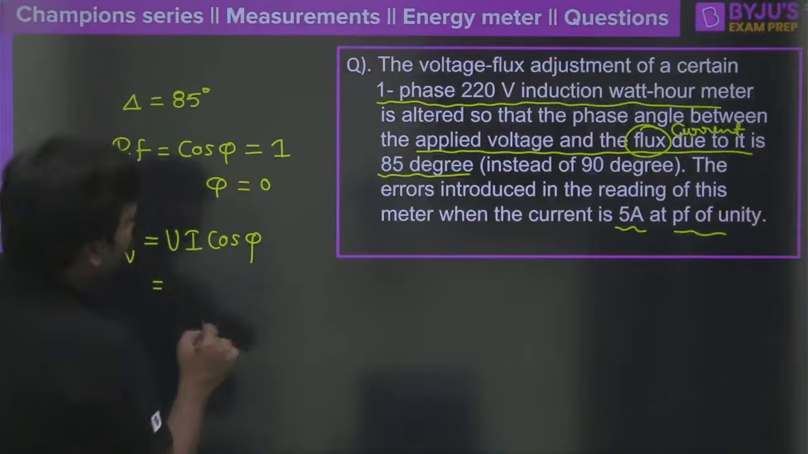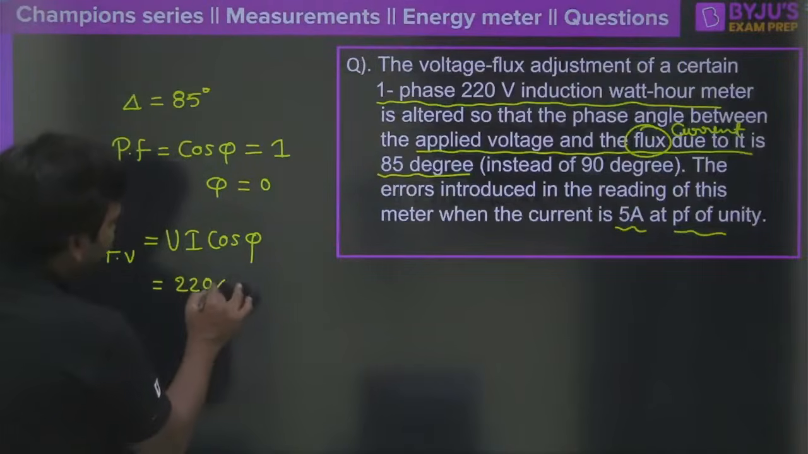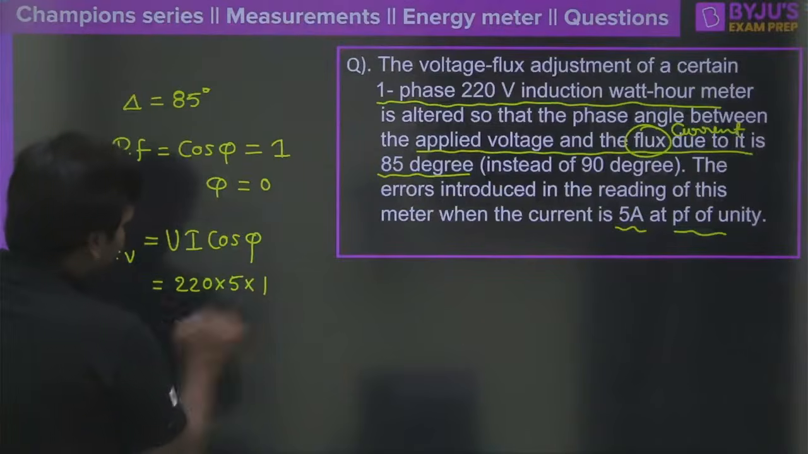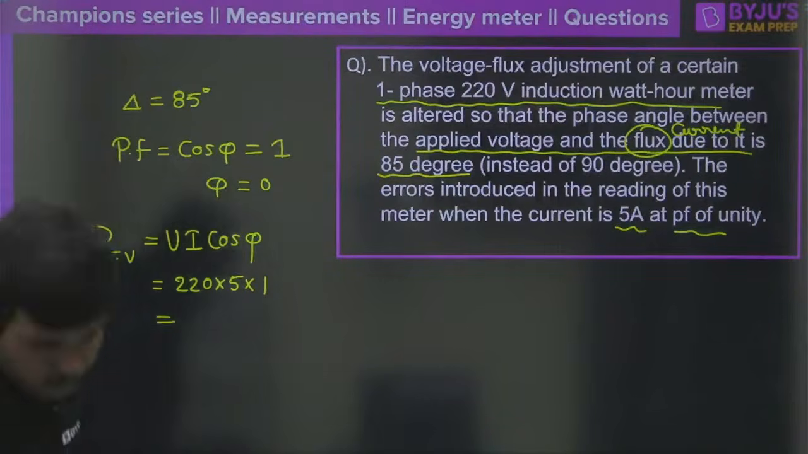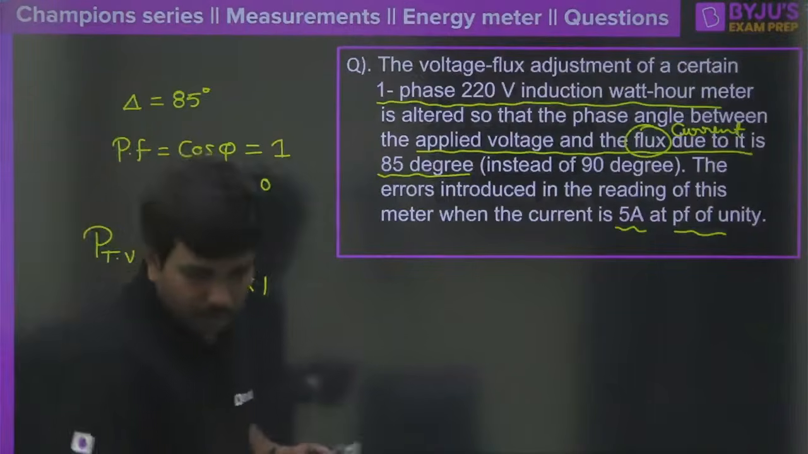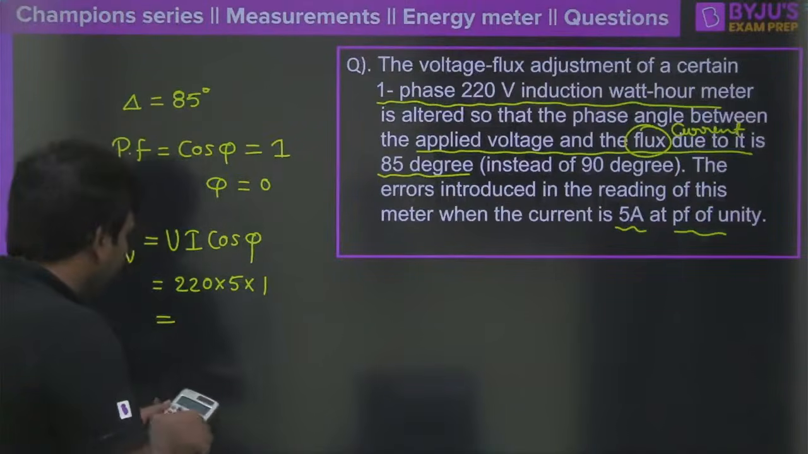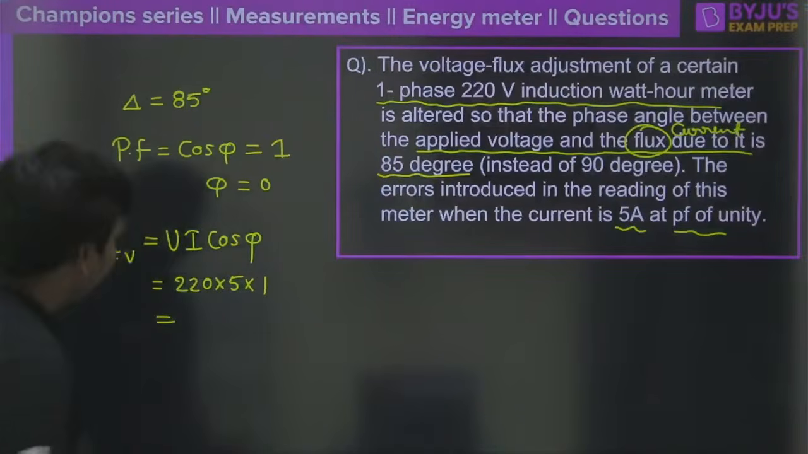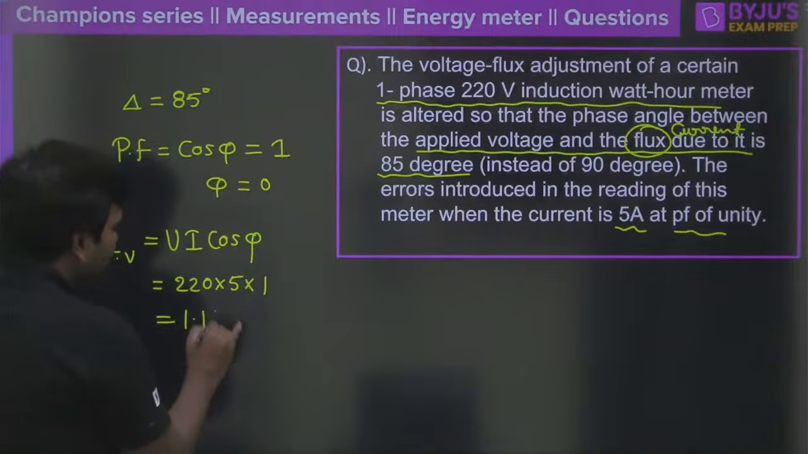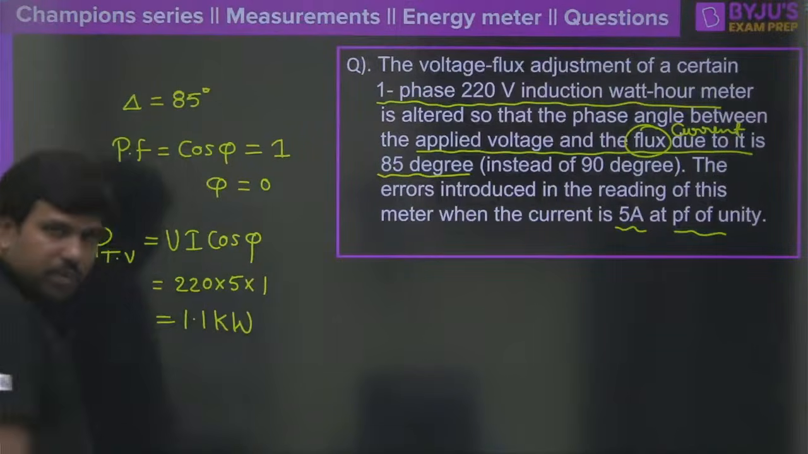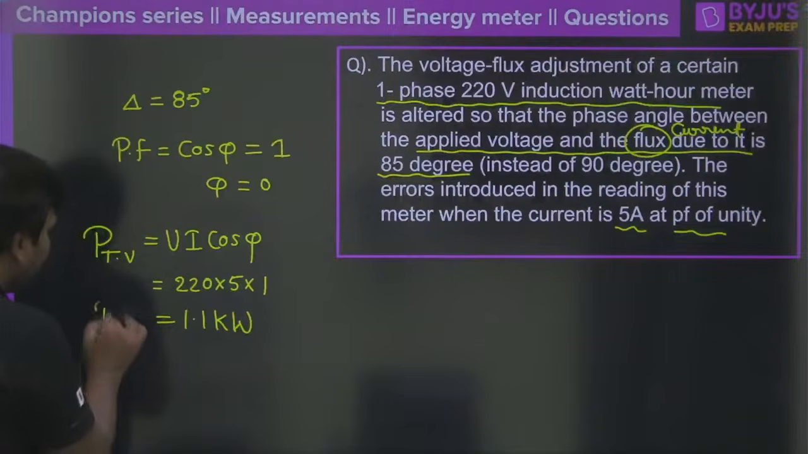So VI into cos phi, how much that will be? It is equal to 220 volt into 5 into cos phi is 1. So this will be equal to how much? Can you tell me here? Soumyabal, what is the answer here? So 220 into 5. So it will be coming like 1100. In turn, I should say 1100 means 1.1 kilowatt here. Clear? So that is the true value of the power.